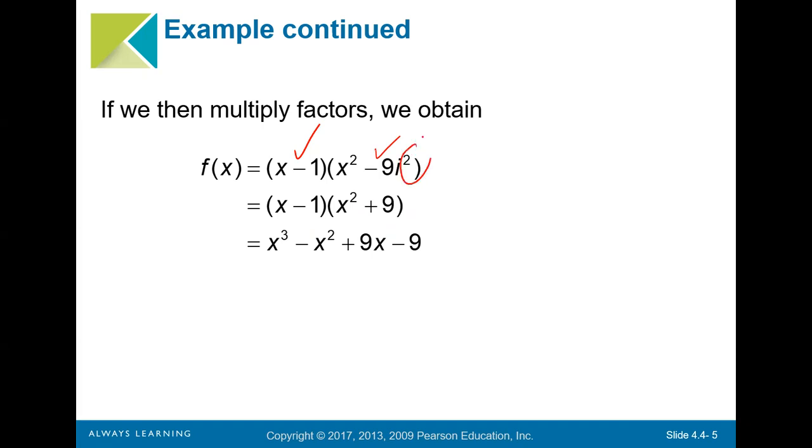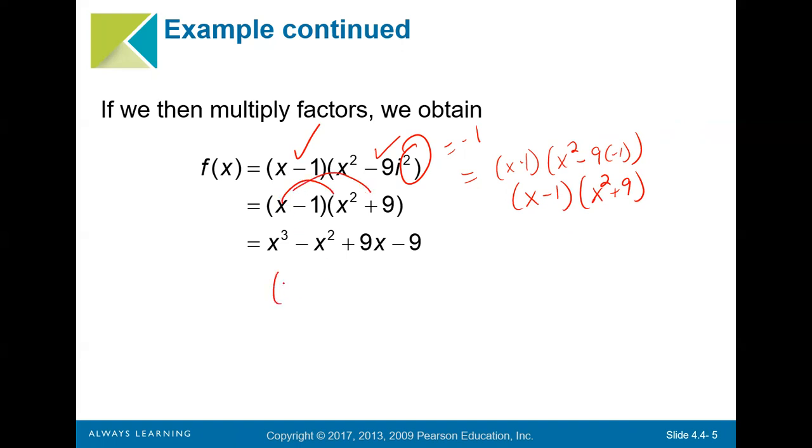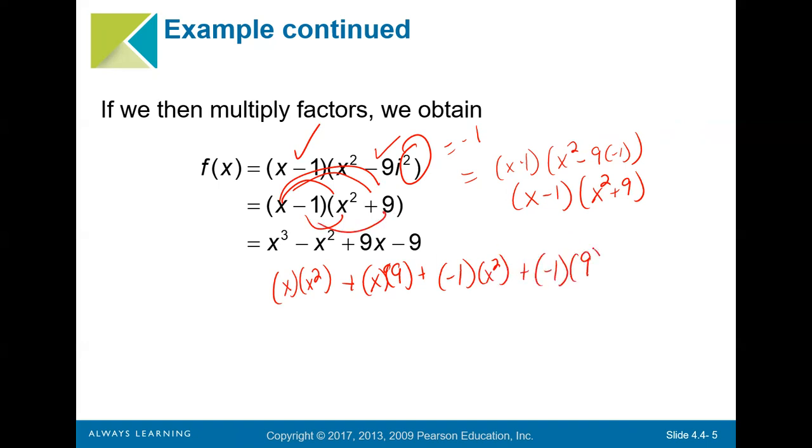So let's do it. I know that i squared is equal to negative 1. So when I take x minus 1 times x squared minus 9 times negative 1, now I get x minus 1 times x squared plus 9. All right, so now we got it written in the format we need it. So what I'm going to do is distribute. I got x times x squared, x times that 9, negative 1 times x squared, negative 1 times that 9. And let's just clean it up.